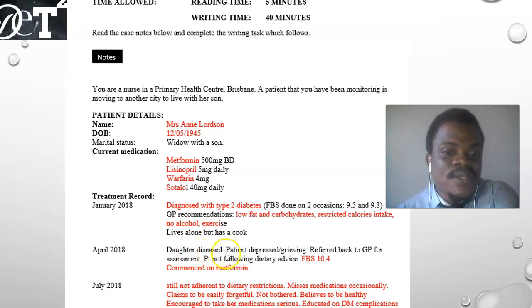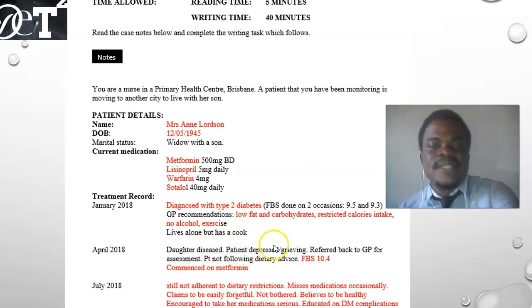Okay, the daughter of this patient died in 2018, and the patient grieved, and we now went back to the GP. The blood sugar was checked and was higher than this, and the patient will commence on metformin. So this history of grieving the daughter's death and all, they are irrelevant in this case. This is 2018. It takes 6 months for grieving. Anything outside 6 months is no longer grieving. No. It's now a psychological or psychiatric issue.